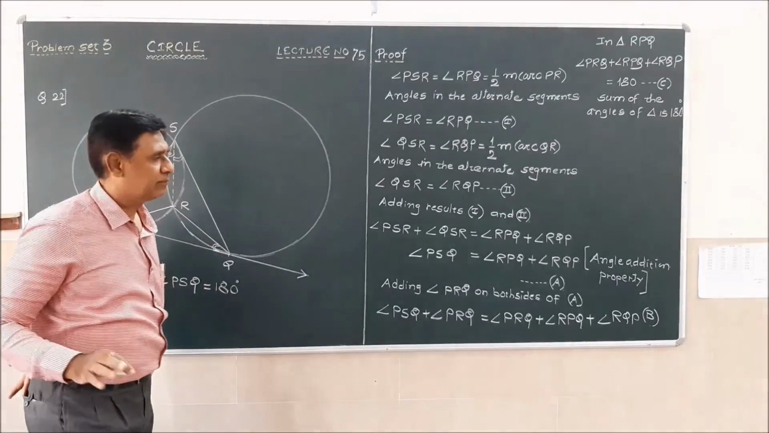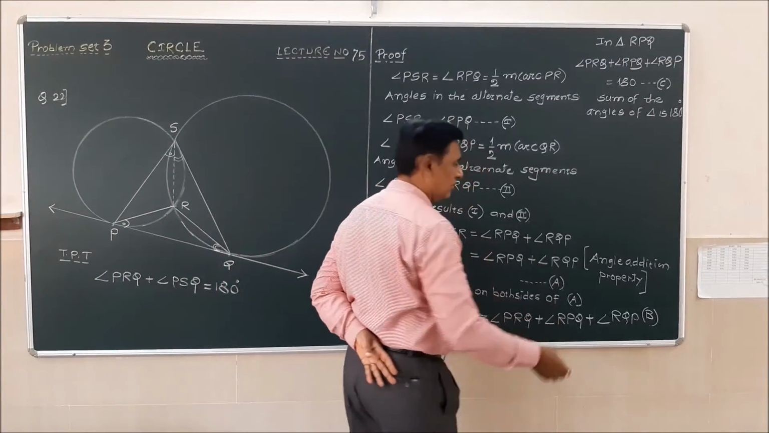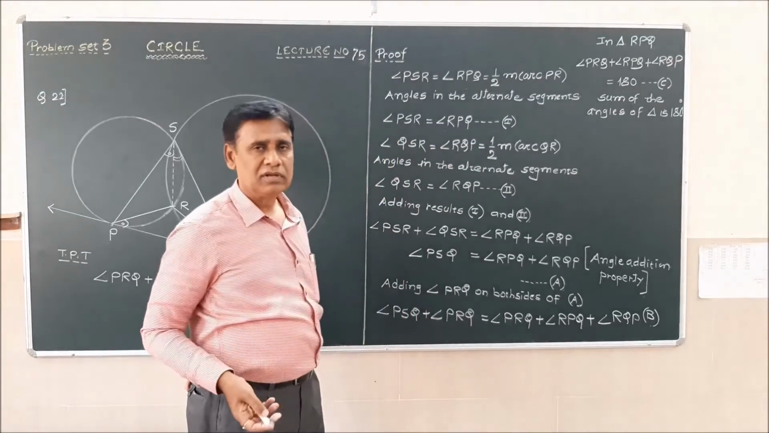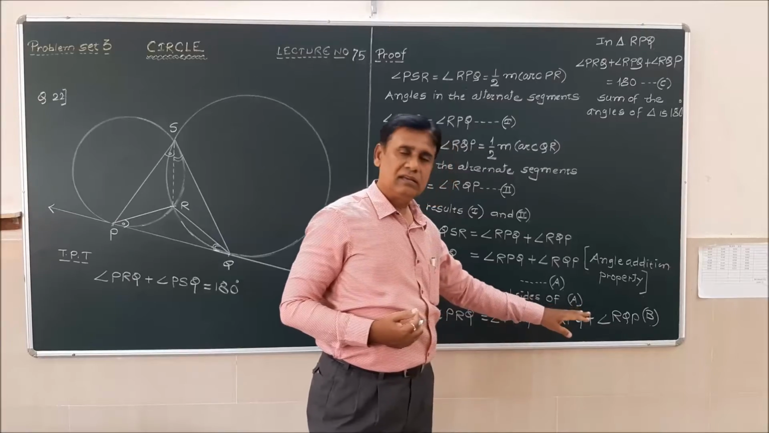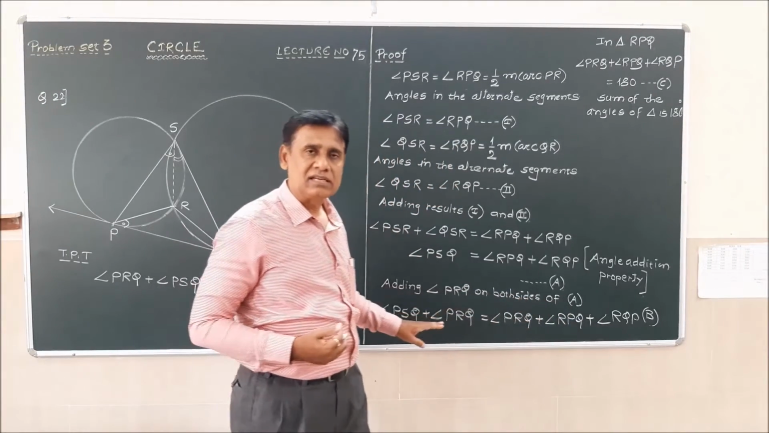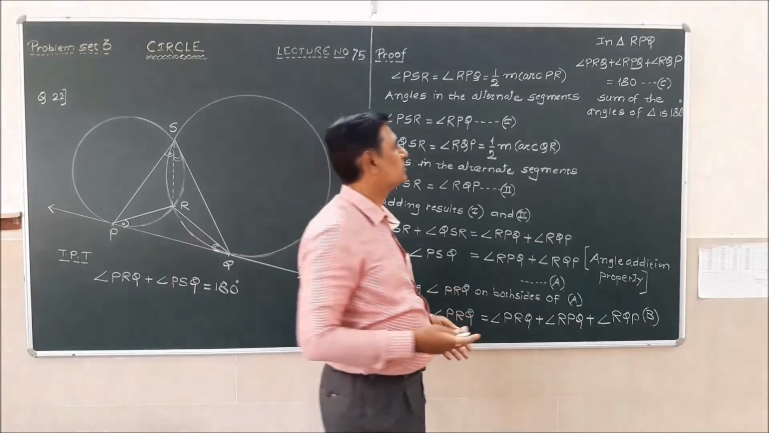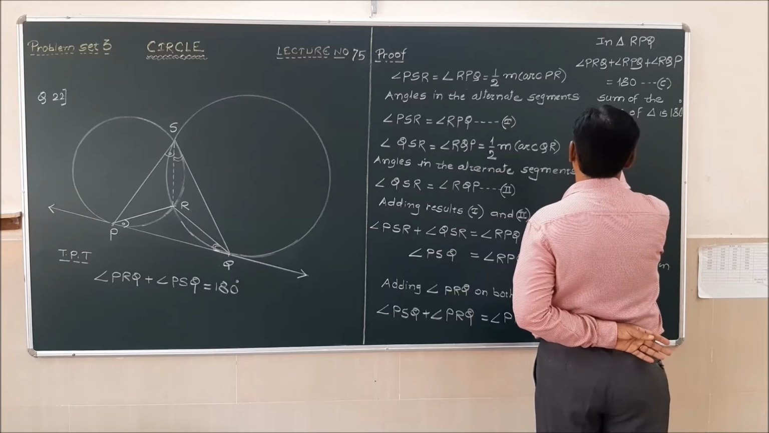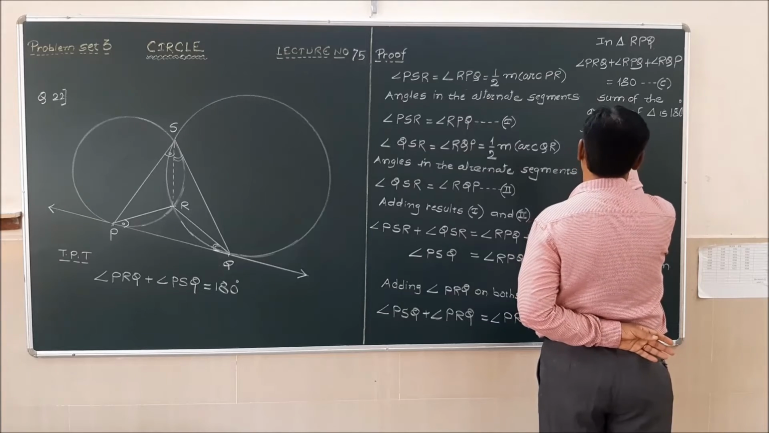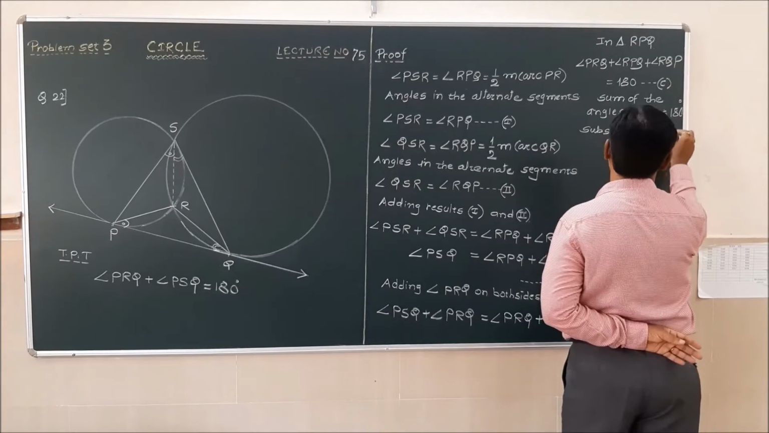Very simple thing. Now I am going to substitute C in B. Now what am I going to do? Substituting C in B, so that the right hand side will become 180. Substitute C in B.